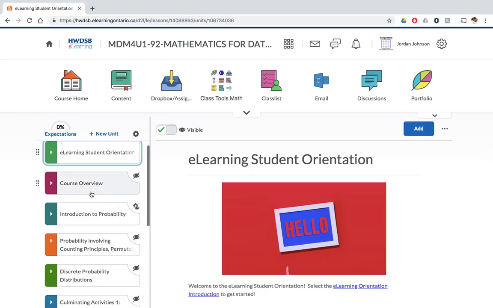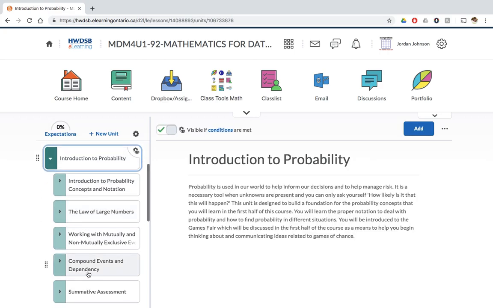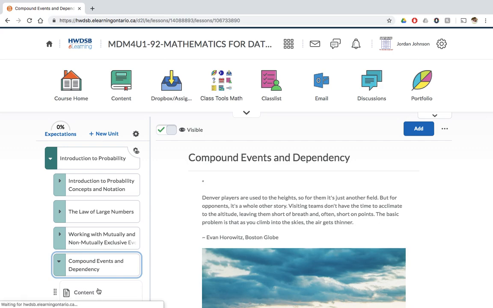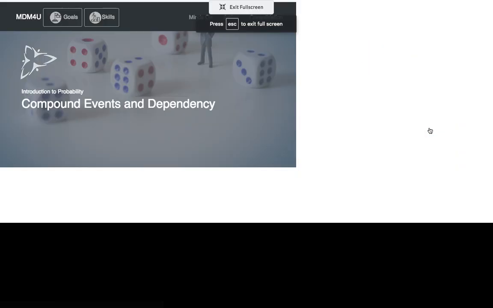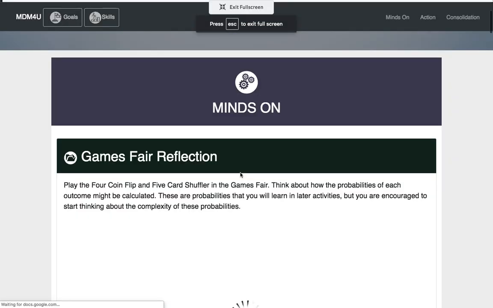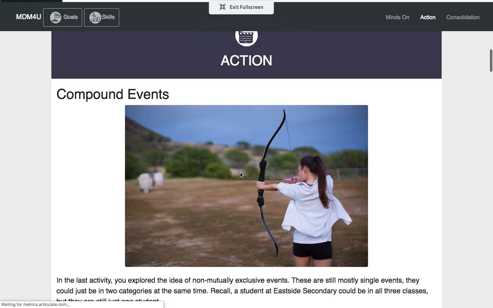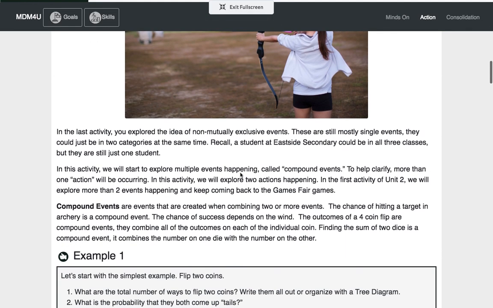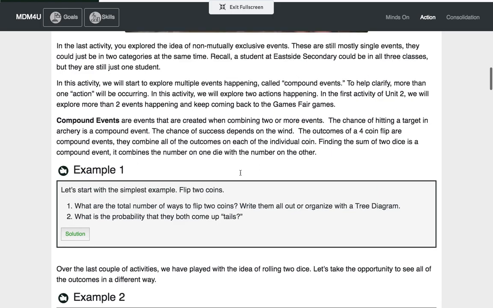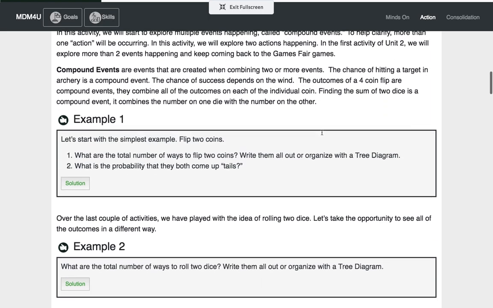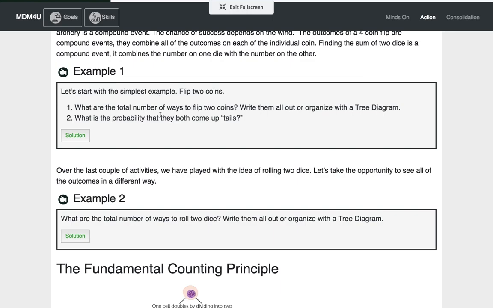We are looking at compound events and dependency. So if we go to content here, just a quick overview of it, we're looking at compound events. That means more than one event occurring. The example here is hitting a target in archery as a compound event, because the success depends on the wind. Some simple examples here: they talk about flipping 2 coins.